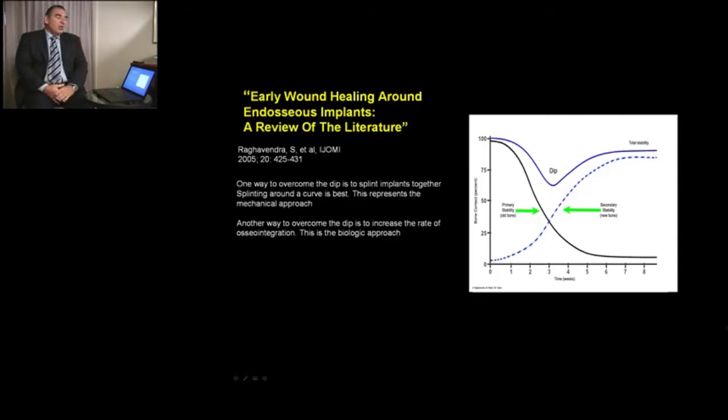So there are two ways of solving this problem. The first way is to push the primary stability curve further to your right. The second way of solving the problem is to push the biologic stability curve further to the left. If we can compress these two curves together, we can eliminate the dip, and by eliminating the dip, we can achieve what we call steady state stability. And if hypothetically we could do that, we could then make more cases available for immediate and early loading.